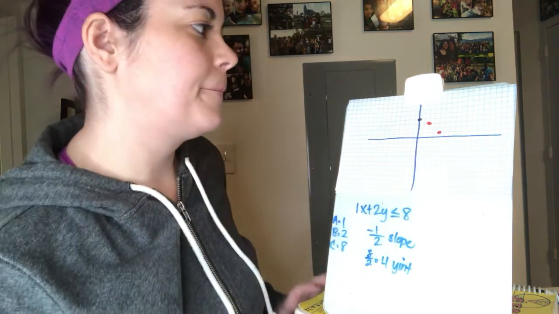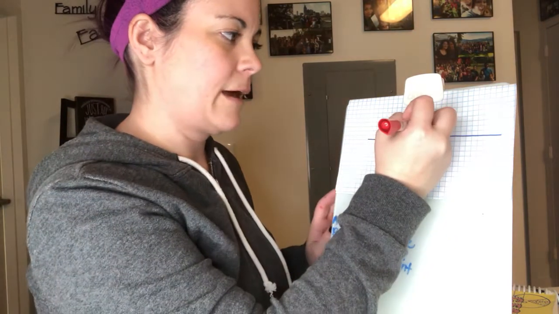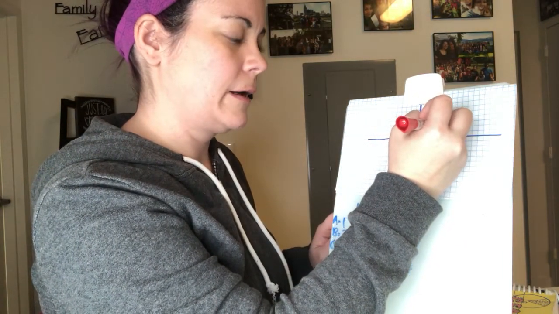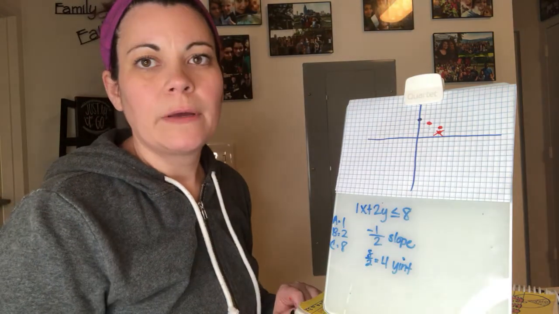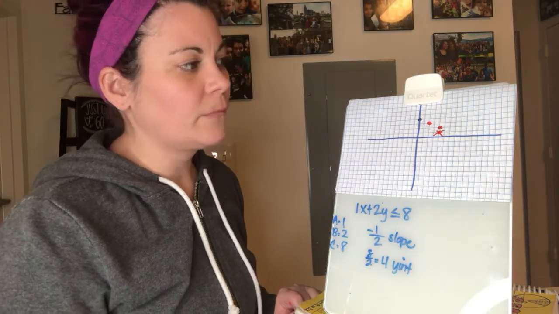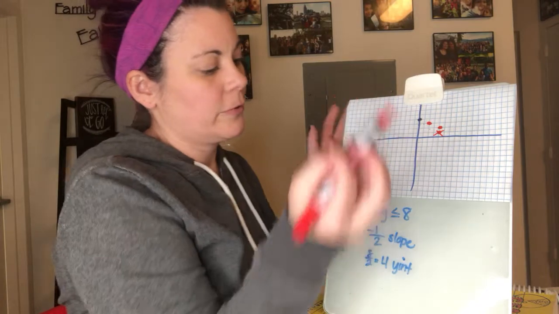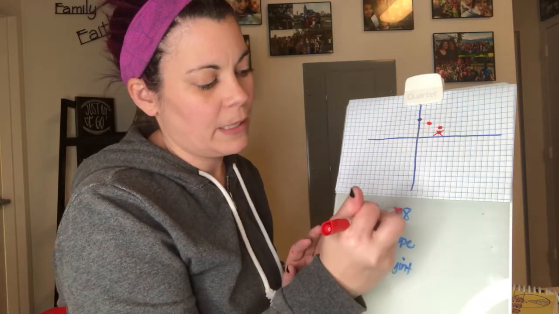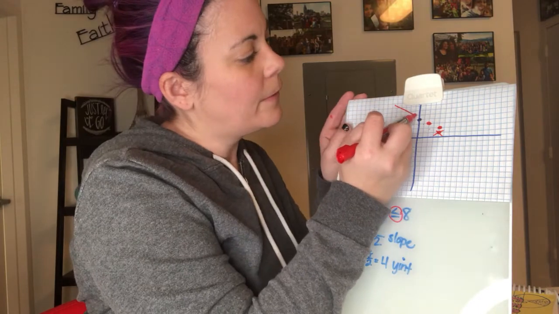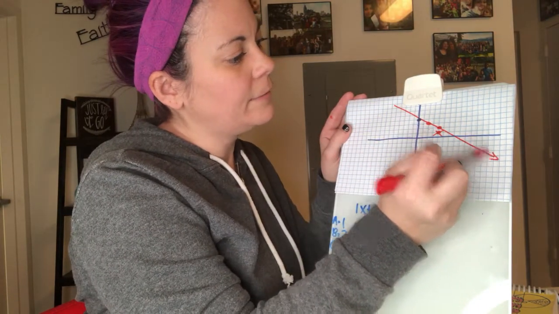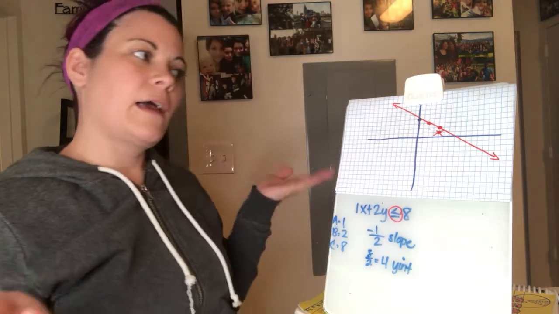Down 1 and to the right 2. Once you go a couple, you can do it. Now this is going to be a solid line because it's an or equal to. So I'm going to draw that solid line, and I've graphed the line.